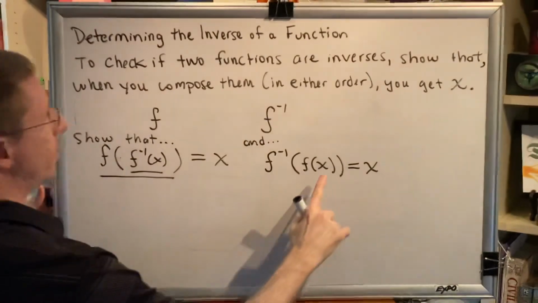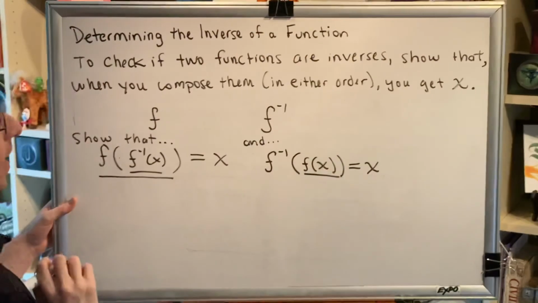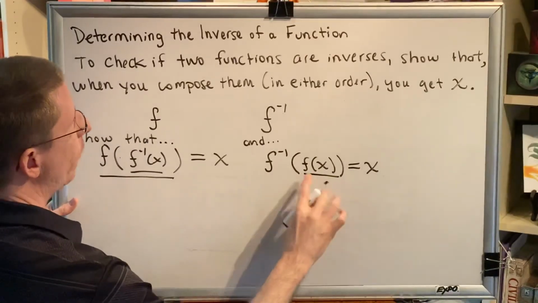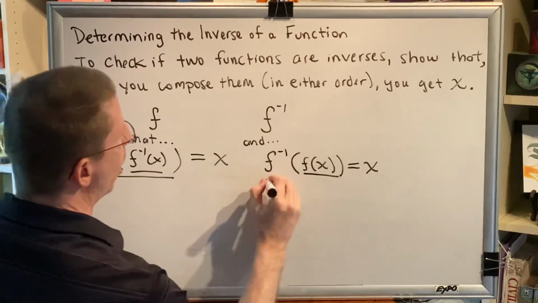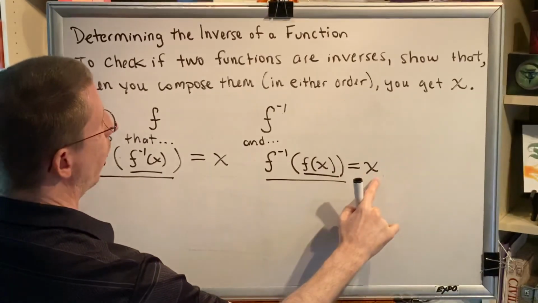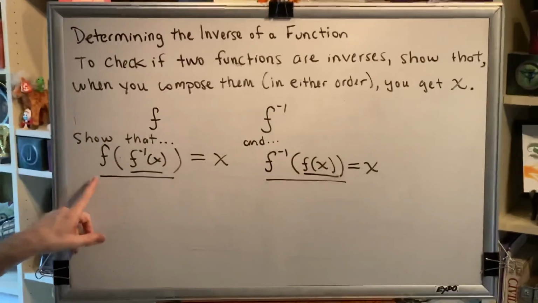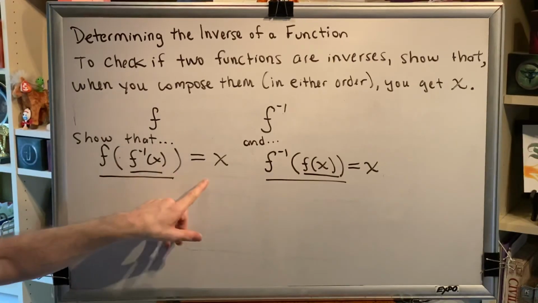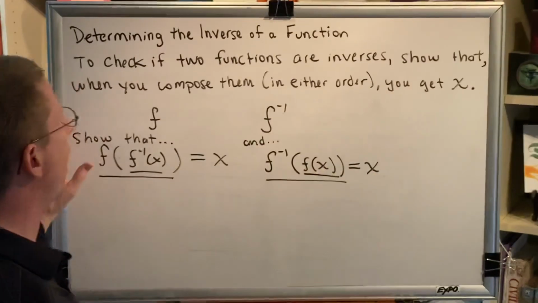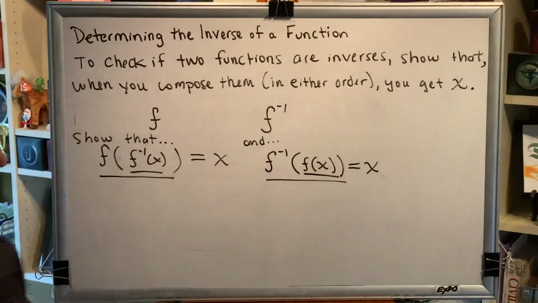What's going on here is that an input x goes into a function named f, and f of x comes out. That becomes the new input for our other function. So f of x goes into f inverse, and what comes out is x. Original input, final output, they match. So if you can show that f of f inverse of x equals x, and f inverse of f of x also equals x, then you have proven that your two functions truly are inverses of each other.